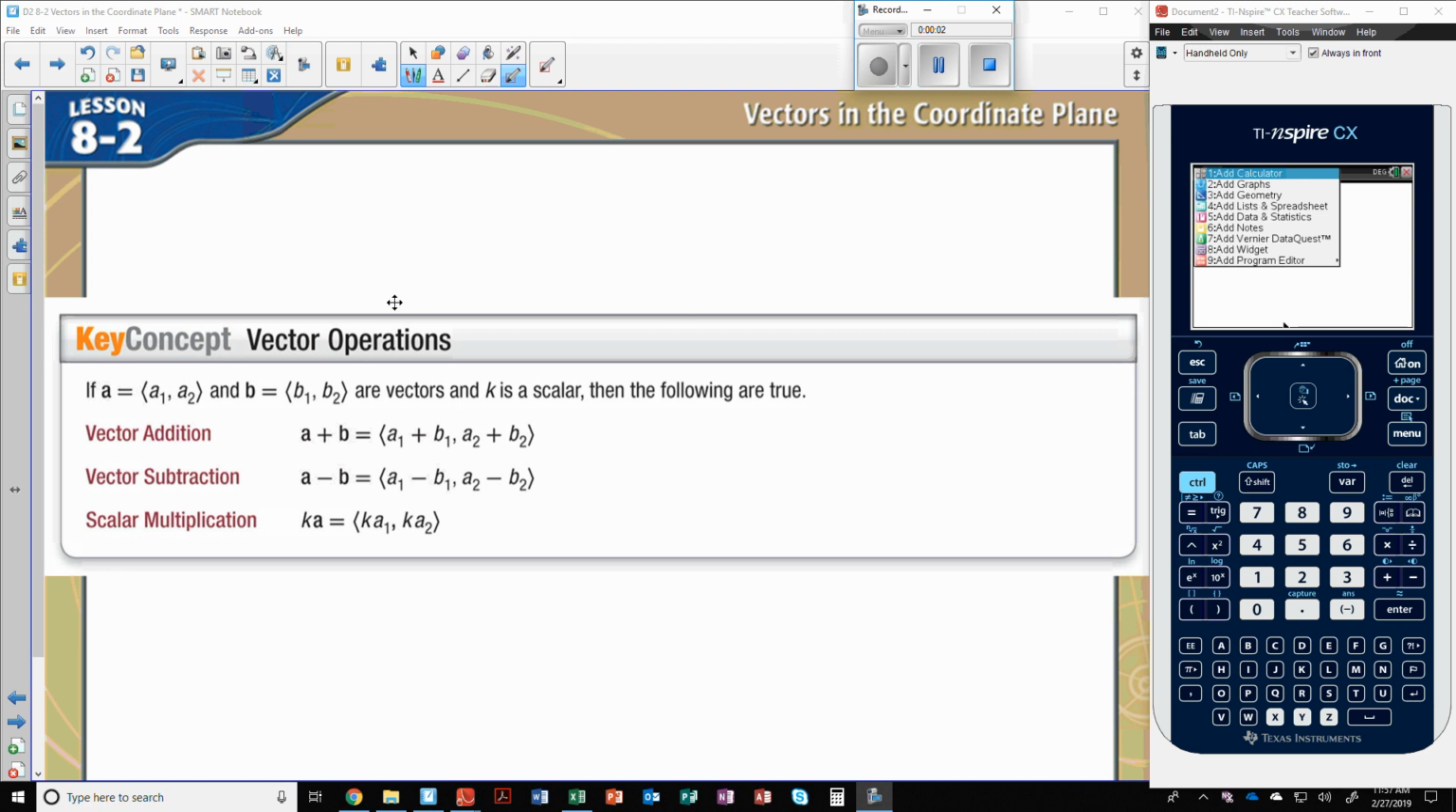Example 3, vector operations. With vectors, we can add them by adding x values together, y values together, and if there were more components like a z value, you could add those together. Subtracting, you just subtract the x's from the x's, y's from y's. And scalar multiplication just means you're multiplying, you would distribute it through.